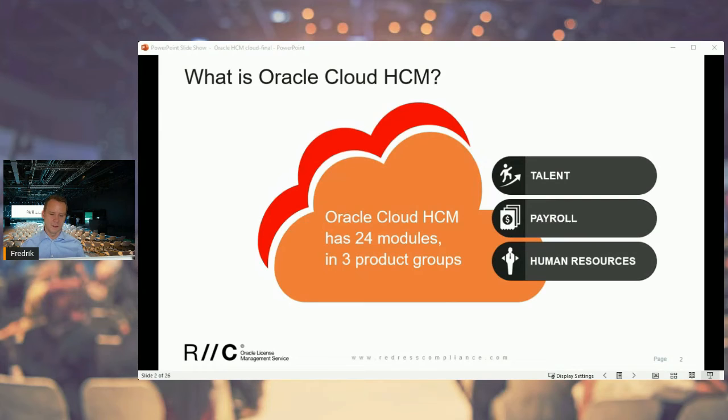Oracle HCM Cloud is a full stack suite of SaaS applications with 24 different modules, and we can divide them into 3 different categories. We have talent, we have payroll, we have human resources. Let's have a look at the different modules available.